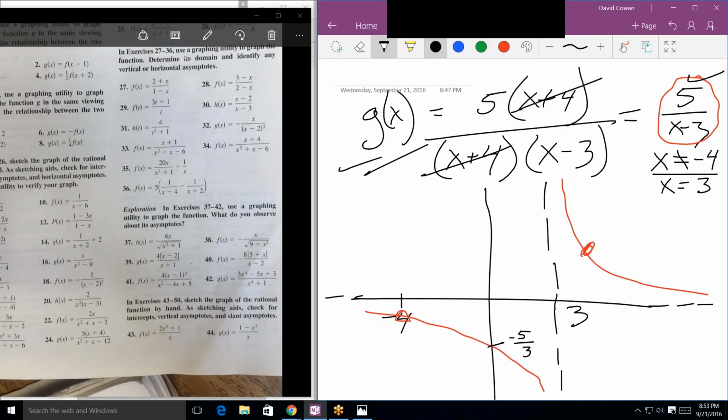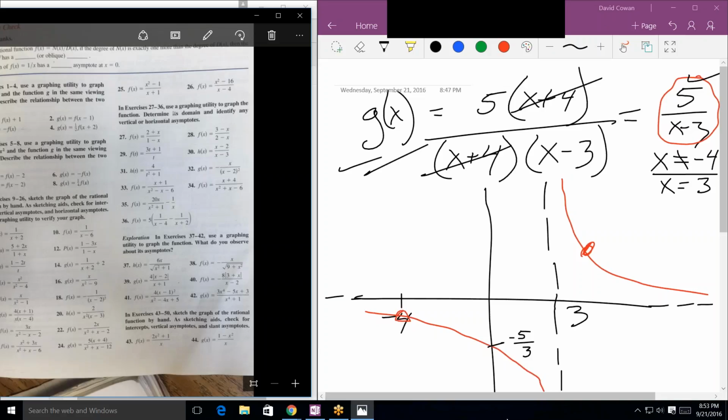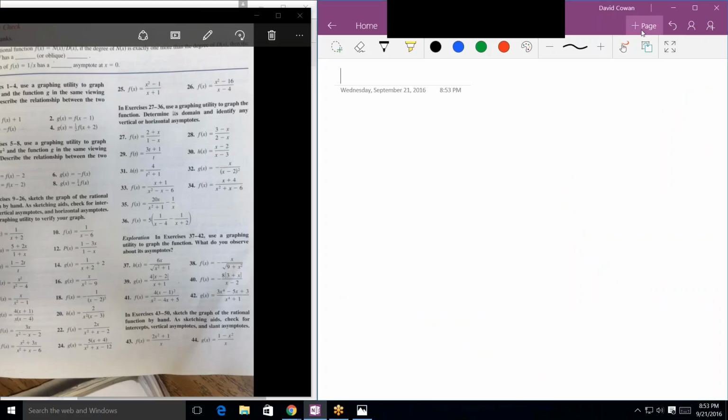Okay? And I think we're doing everything they called for. Let me look at those instructions just a little bit better. Sketch the graph. As sketching aids, check for intercepts, vertical asymptotes, horizontal. Yeah, that's exactly what we're doing. Okay. Good. Which one next? 26.